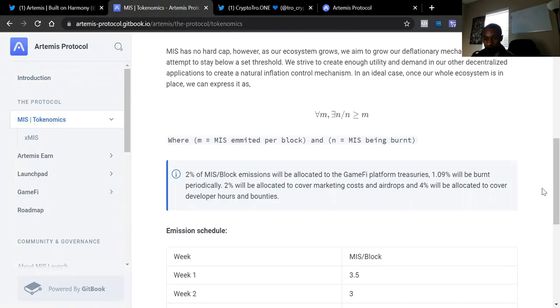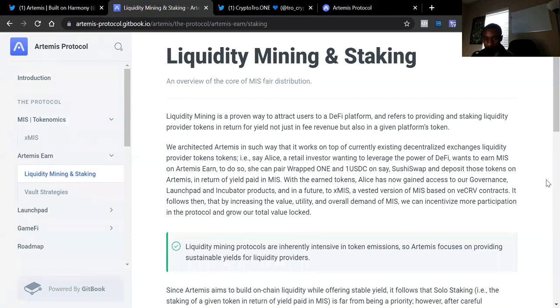But looking forward, I will be watching to see how the inflation does, or how they plan on managing that type of inflation once it continues to grow. So let's look into the Artemis Earn real quick. The Artemis Earn is pretty much liquidity mining. It's a proven way to attract users to DeFi and refers to providing and staking liquidity provider tokens in return for yield, not just in fee revenue, but also in a given platform's token.